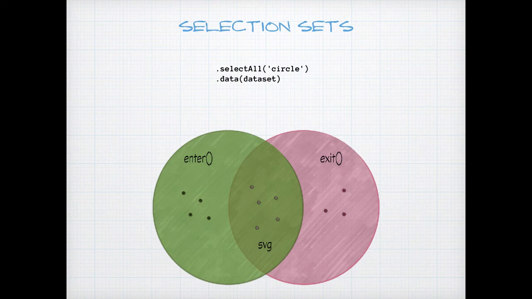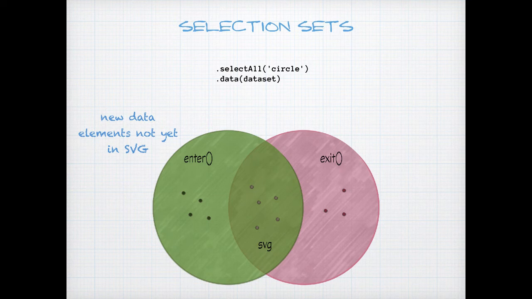The circles that were already in the SVG container that continue to have presence in the data set go into this middle football-shaped area. It's the intersection of those two sets, and I've just labeled that here SVG, but sometimes if you're reading the D3 literature, they'll call that the update set. But D3 creates two other groups as well. One is the enter group. The enter group are new data elements in that data set that are not yet represented in the SVG container.